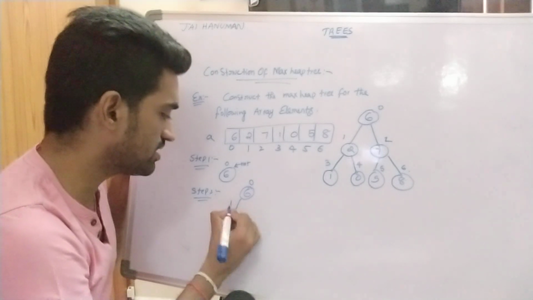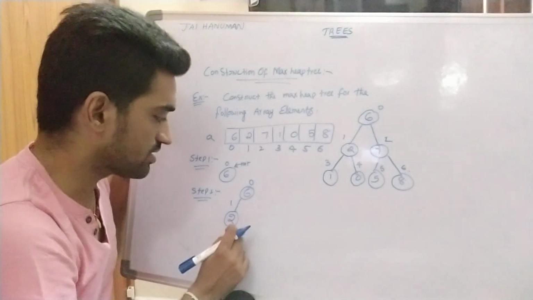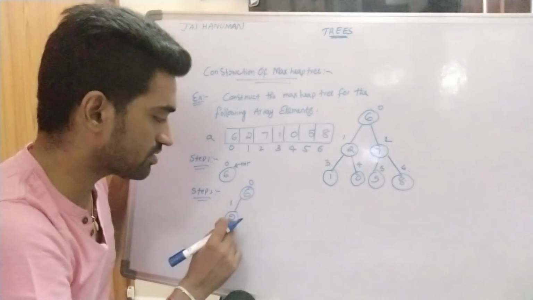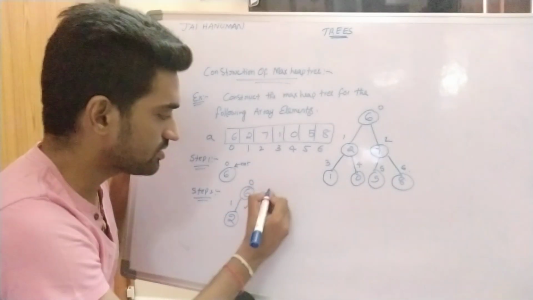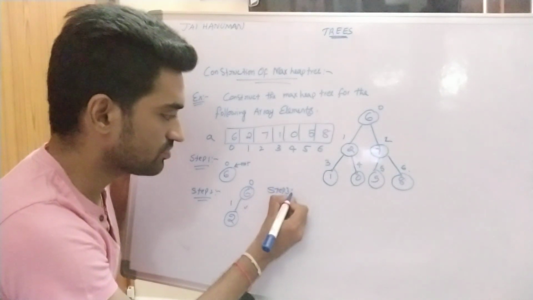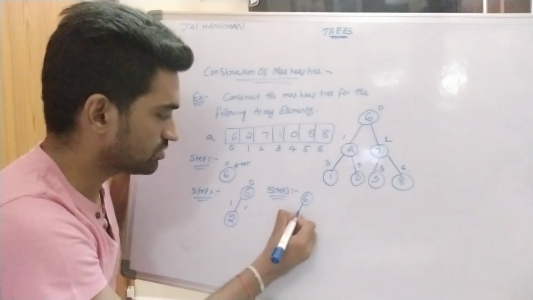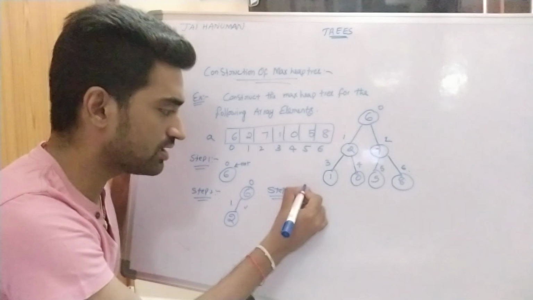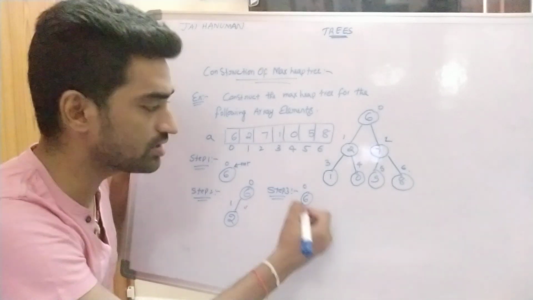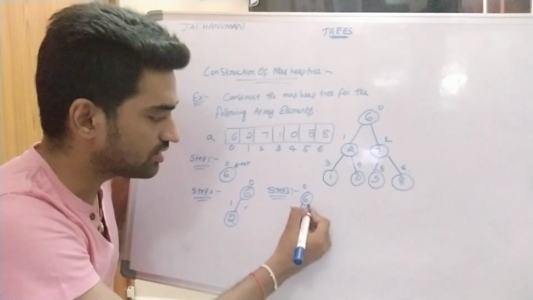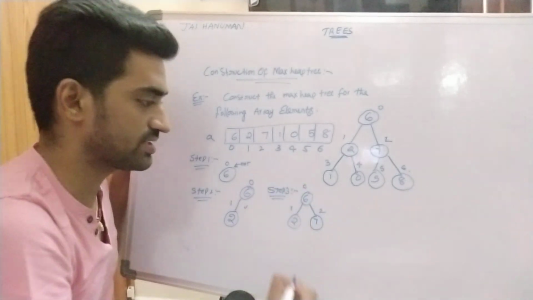Then check the max heap tree property for this tree. Root node is always greater than its children. So here 6 is greater than 2, so the property has been satisfied. That's why this is a max heap tree, right? Now in step 3 we are inserting one more node. The left position is already filled, so for the right position, what is the value? 2i plus 2. 2 into 0 plus 2, right? So here at the second position we are inserting one more node, that is 7.